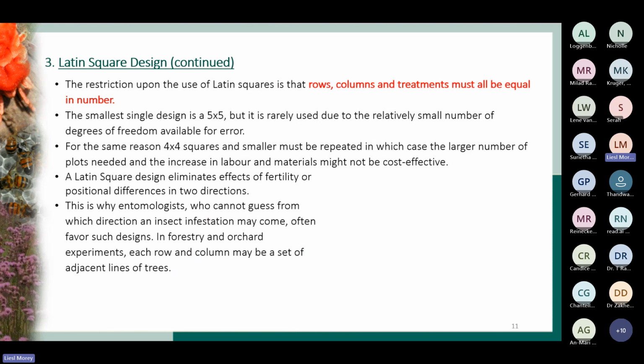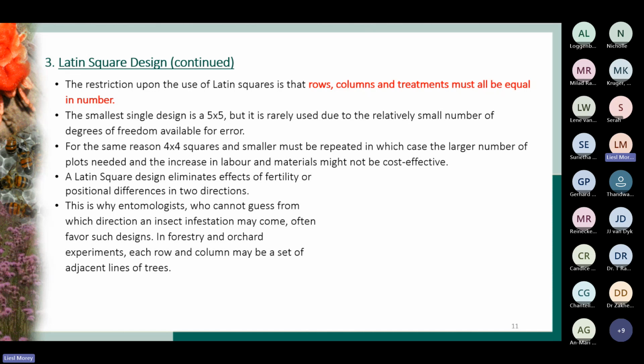And the smallest design that is really feasible is a 5 by 5, but that only gives you 12 degrees of freedom for error. So if you use a smaller square, like a 4x4, you will have to repeat the squares to get enough degrees of freedom for error. So you must take into account whether the increase in labor and materials is worth it, because it can become very costly.